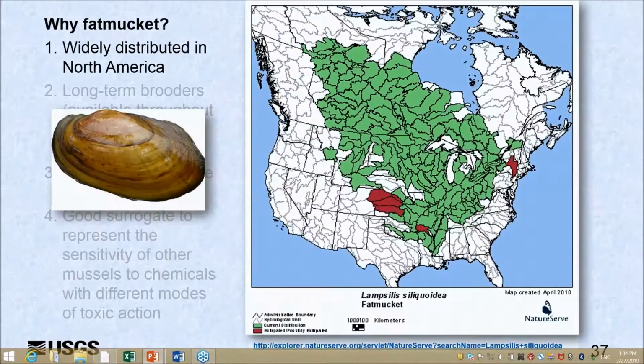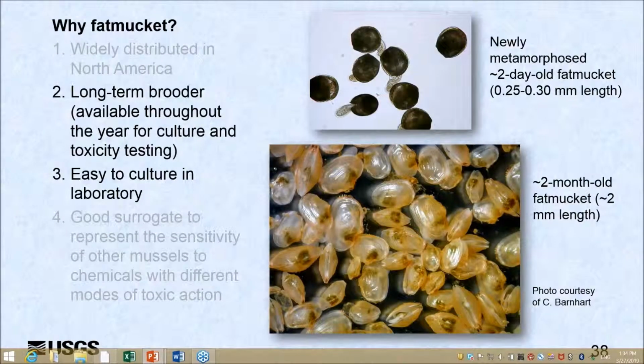Teresa already mentioned the fatmucket is a good species because it is distributed across the United States and Canada. And the fatmucket is a long-term brooder. That means among the different mussel species, some are short-term brooders and some are long-term brooders. For the short-term brooder, the Glochidia mature very quickly, and the adult mussel will release the Glochidia into the water within a few weeks. But the fatmucket is a long-term brooder. The Glochidia mature in the female body in the late fall, and the female can hold the matured Glochidia over winter, waiting for the spring temperature to rise.